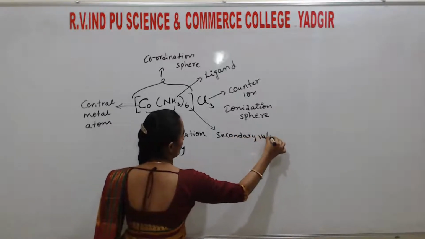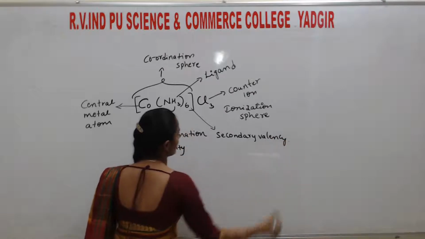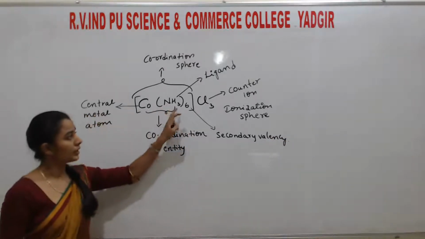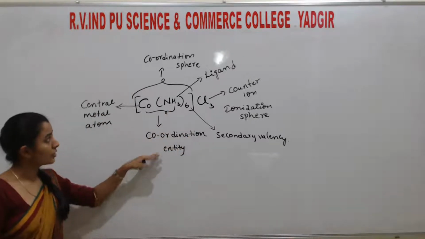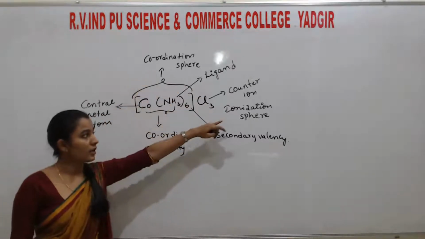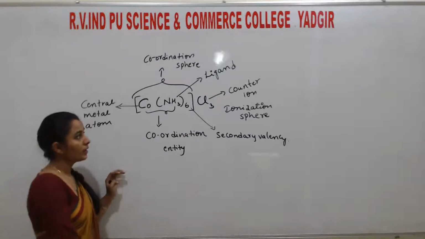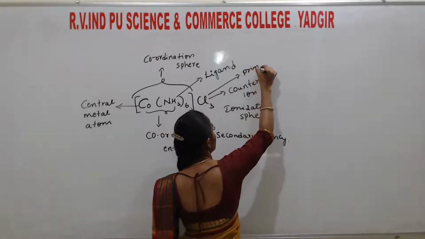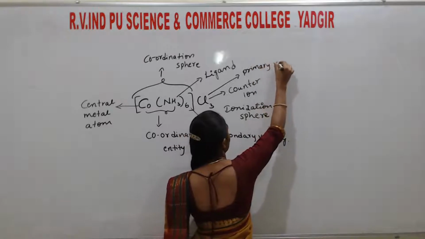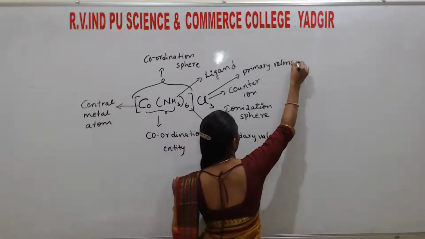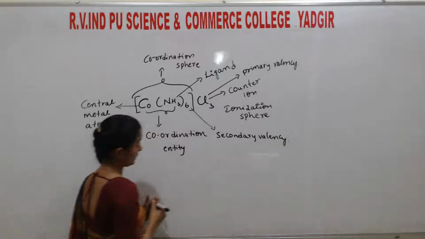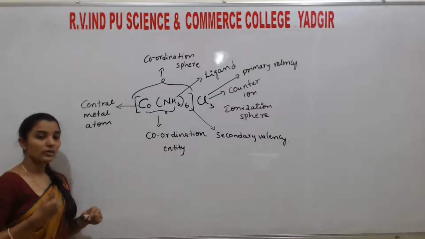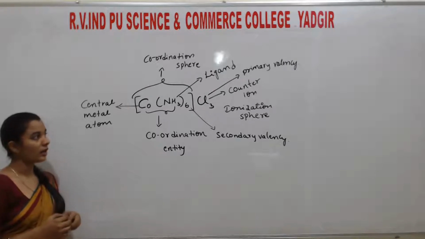And this one is secondary valency. Central metal atom, ligand, secondary valency, coordination entity, coordination sphere, outer ion, ionization sphere, and this is also called as primary valency. So these are the terms which we are going to use often in this coordination compound.